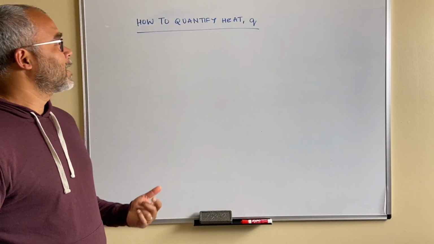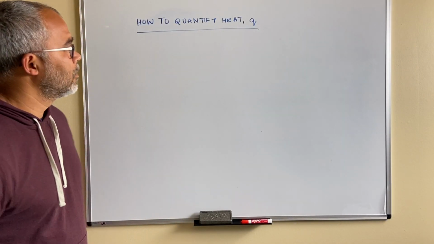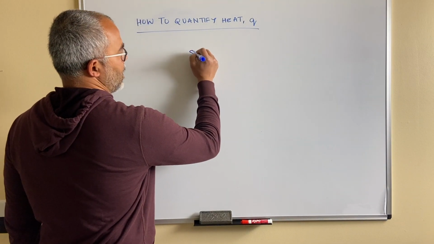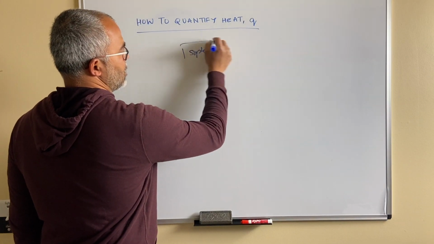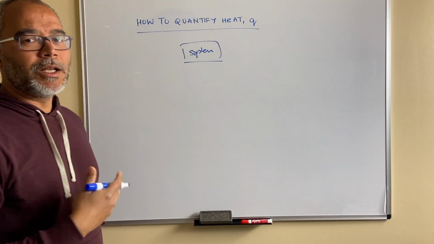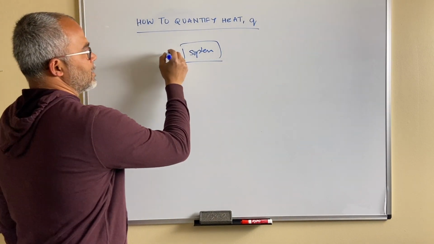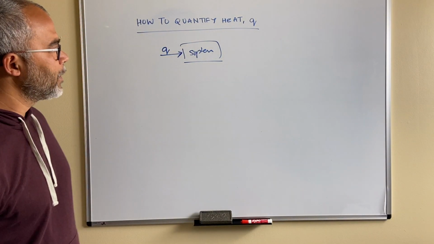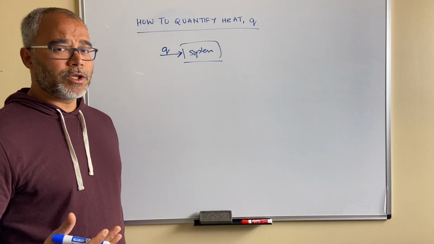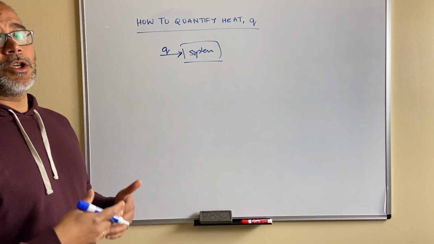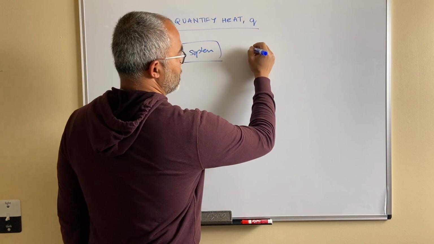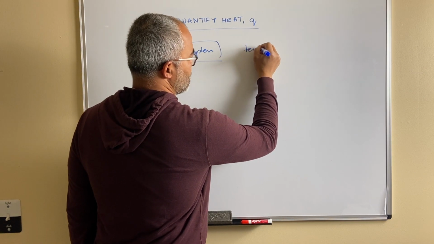So in this video, we're going to take a look at how to quantify heat. Imagine, let's again define our system out here. When the system either loses or gains heat, so let's say heat is coming into the system, so Q is coming into the system, there's going to be a temperature change. When the system heats up, you're going to experience a temperature change.